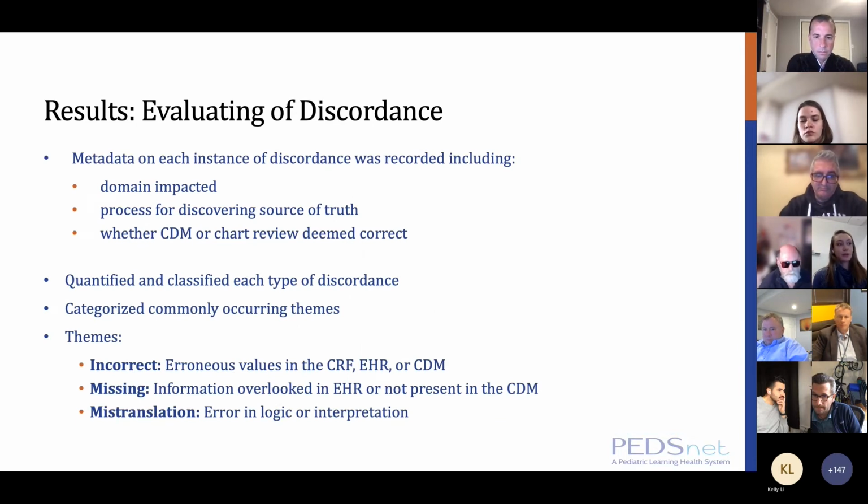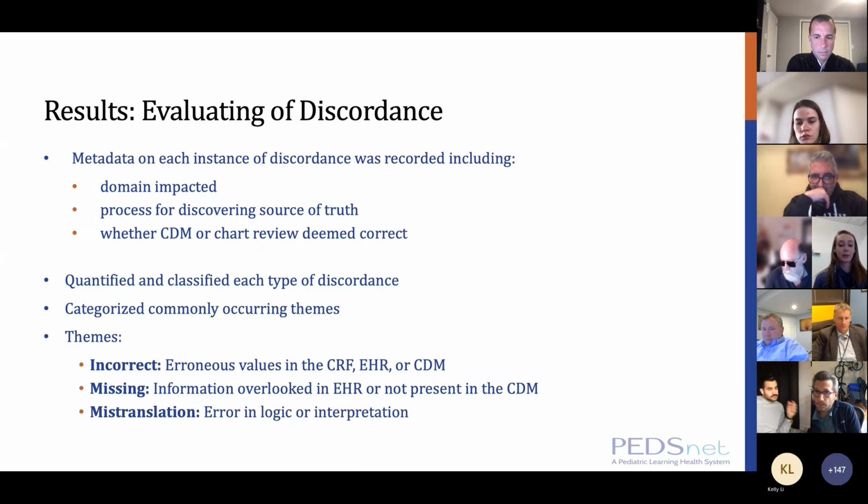So as we reviewed each of these studies, we looked at each of the instances of discordance and we recorded certain information about each of them. So for example, what domain was impacted? What process did we follow to figure out what the source of truth was? And then ultimately, was the CDM or the chart review correct?